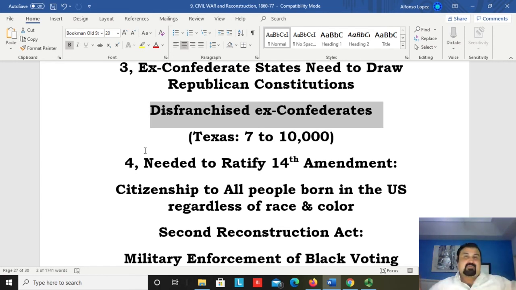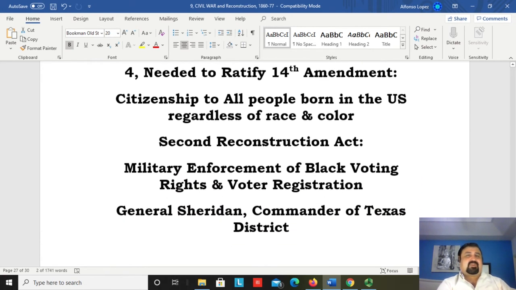They were driven out of power altogether. Not just as an example, that happened to every state, by the way. All the ex-Confederates, tens of thousands of them, were ousted from power. They couldn't even vote, in other words. Also, those southern states in their constitutions needed to ratify the 14th Amendment.